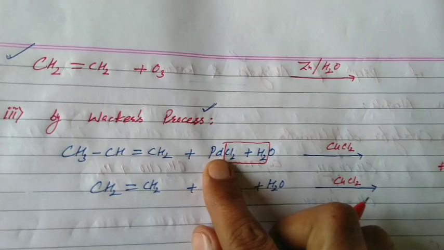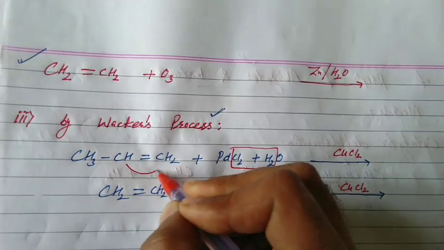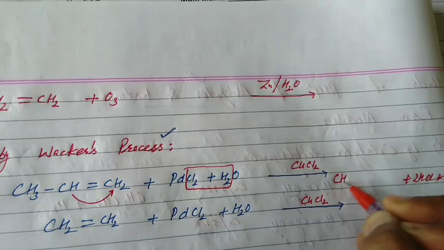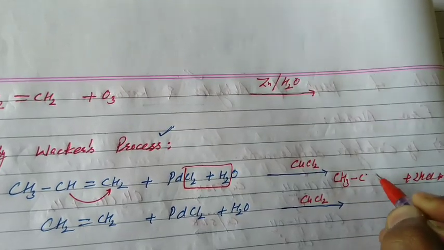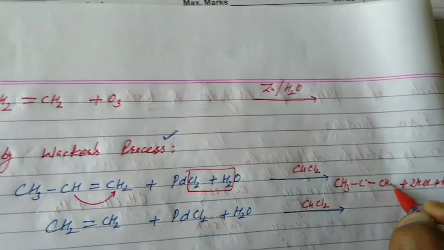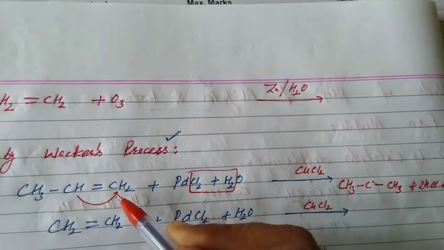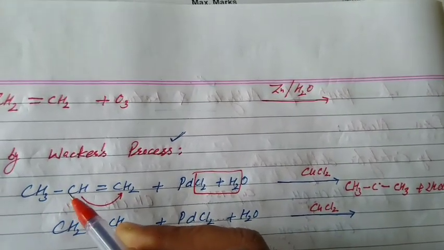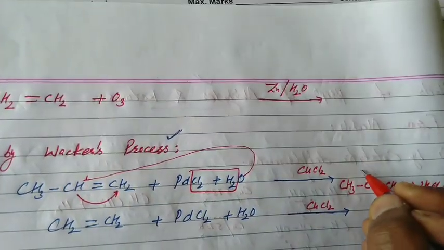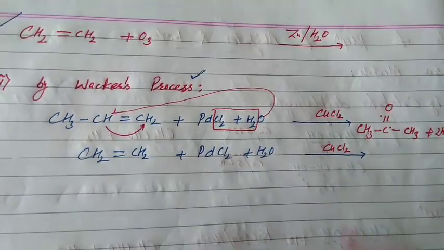When the reaction activates, students, what happens? The double bond changes to single and proton migration takes place simultaneously. Please try to understand. CH3CH, the double bond changes to single, plus proton migration takes place according to Markovnikov's rule. The carbon with more hydrogens will gain the proton. And the carbon atom which donates the proton gains oxygen and becomes stable. That is, we get a ketone. It is called Baeyer's process.